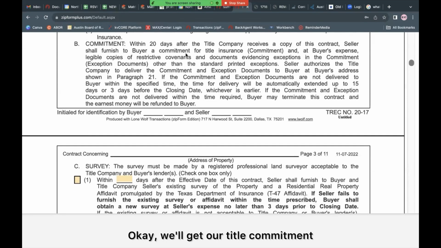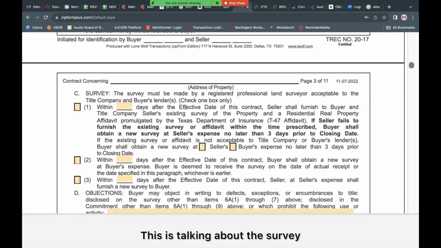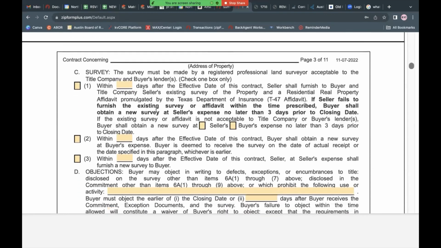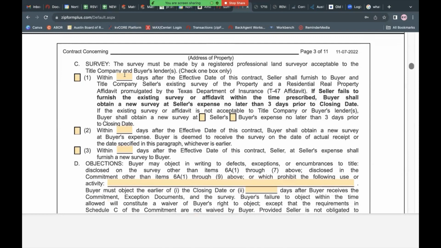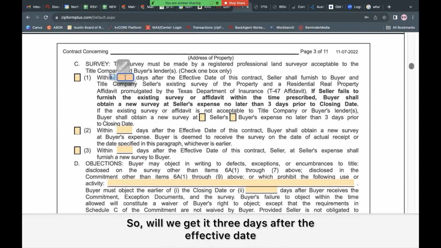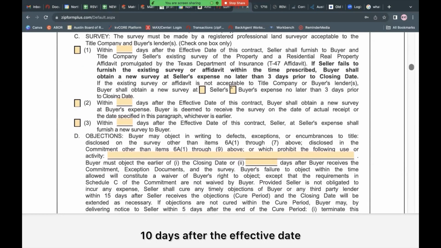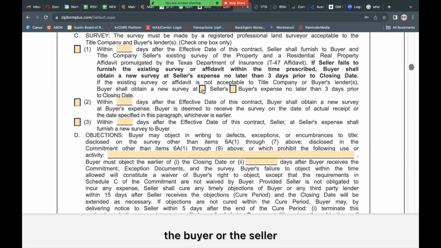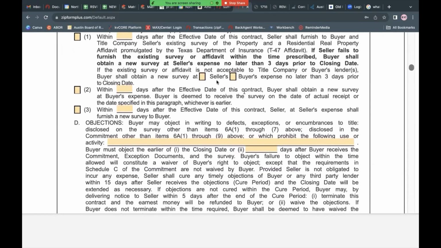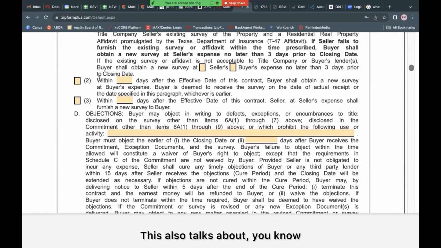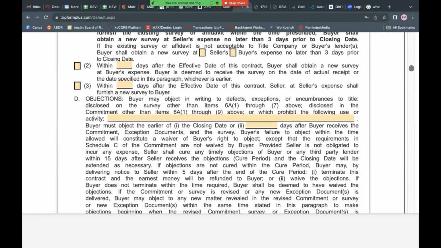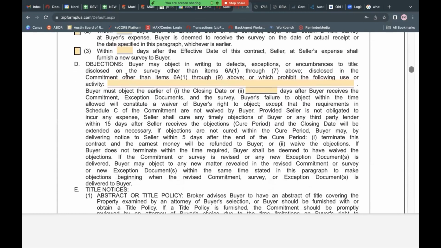Okay, we'll get our title commitment. This is talking about the survey. And when will we get that survey? So will we get it 3 days after the effective date, 10 days after the effective date? Who will be paying for the survey, the buyer or the seller? This also talks about the buyer obtaining a new one and the seller obtaining a new one.